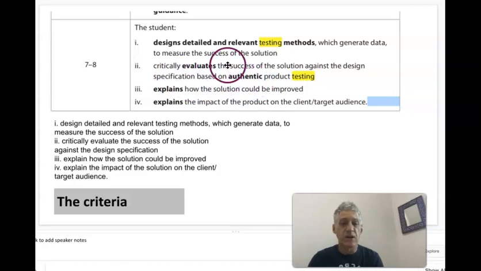We need to be really worried about it being authentic. We need to explain how the solution can be improved, and we can do that when we get authentic, and when we get critical, this will naturally flow into an explanation for improvement. And then we need to be thinking about this impact. So they're the criteria, and we can see from that we need to spend some time there, and we need to give this some thought.